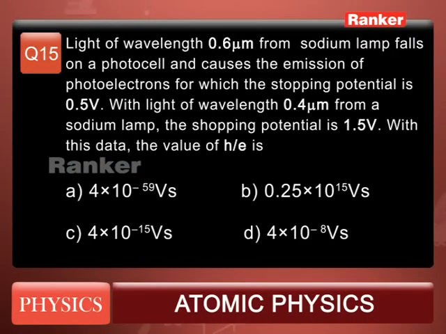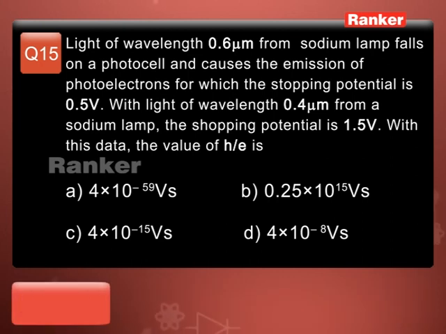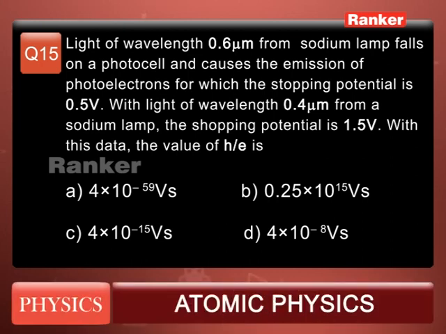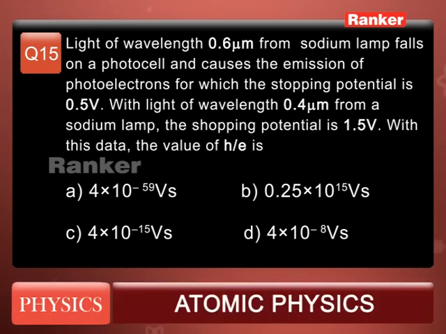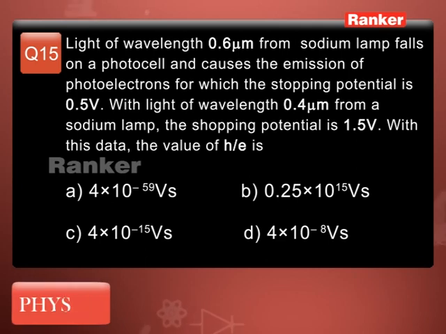Light of wavelength 0.6 micrometer from a sodium lamp falls on a photocell and causes the emission of photoelectrons, for which the stopping potential is 0.5 volt. With light of wavelength 0.4 micrometer from a sodium lamp, the stopping potential is 1.5 volt. With this data, the value of h by e is how much? That is the question given.